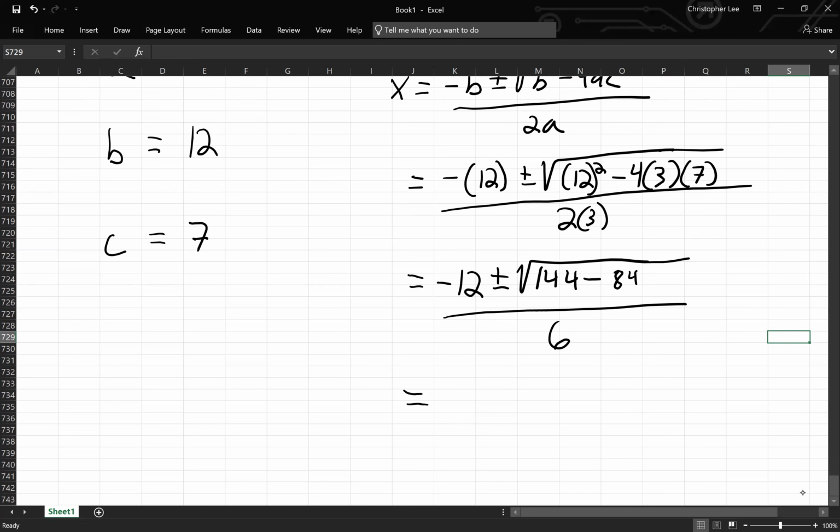Let's do the math on this. Negative 12 plus or minus the square root of 60 over 6.